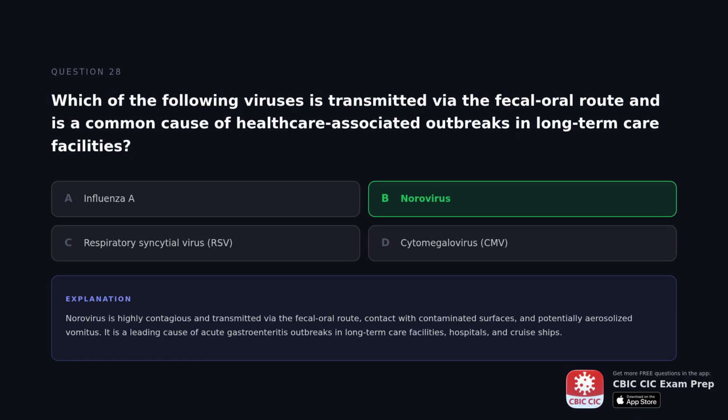The correct answer is norovirus. Norovirus is highly contagious and transmitted via the fecal-oral route, contact with contaminated surfaces, and potentially aerosolized vomitus. It is a leading cause of acute gastroenteritis outbreaks in long-term care facilities, hospitals, and cruise ships.